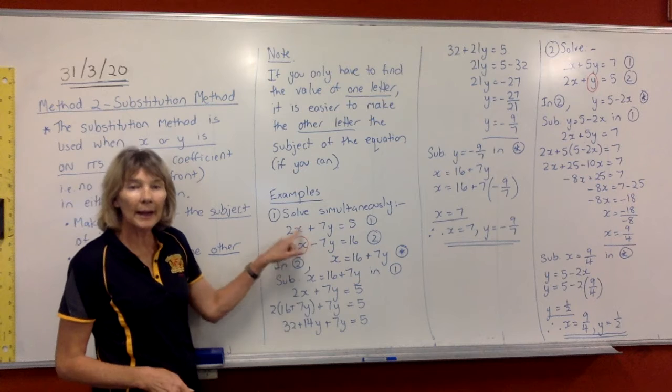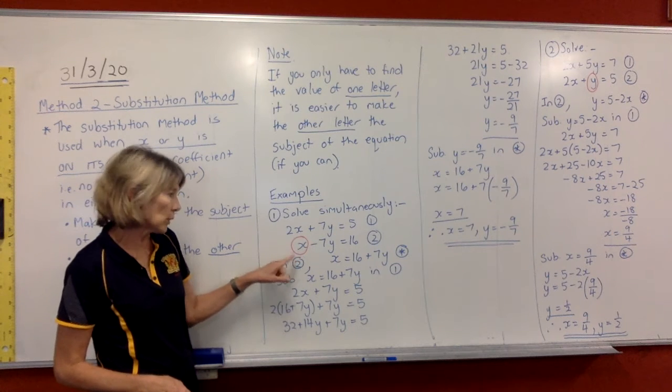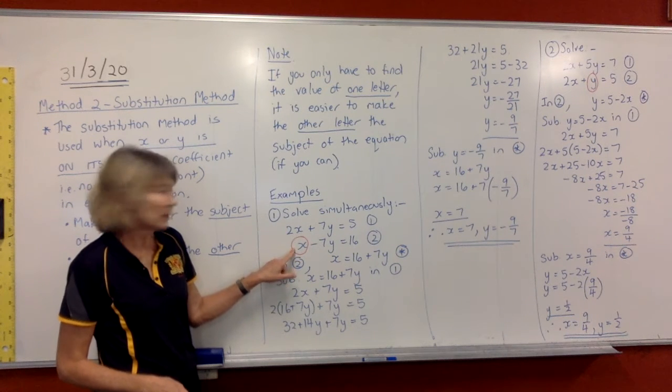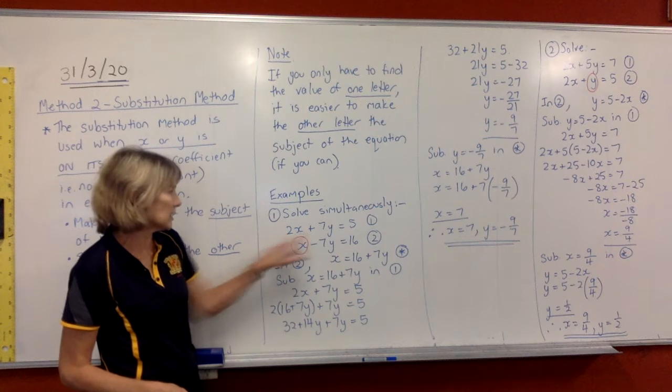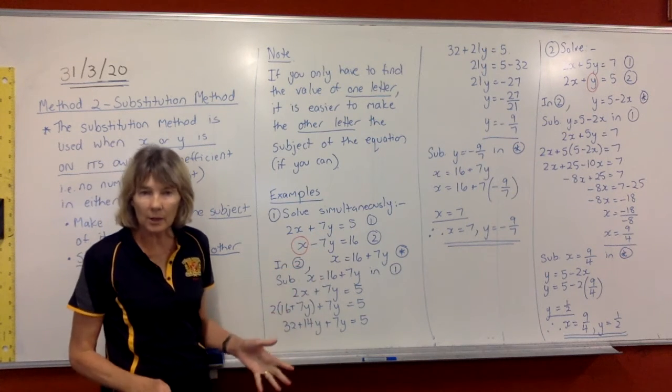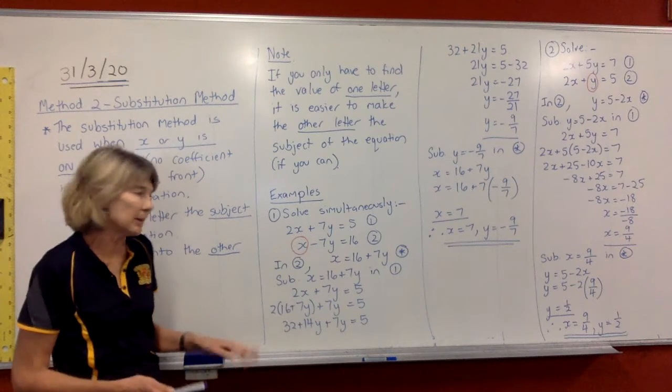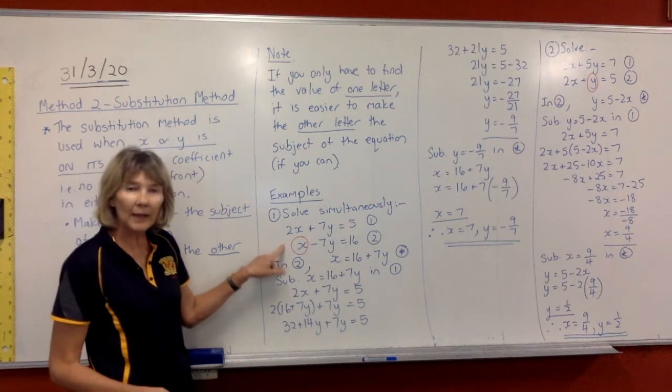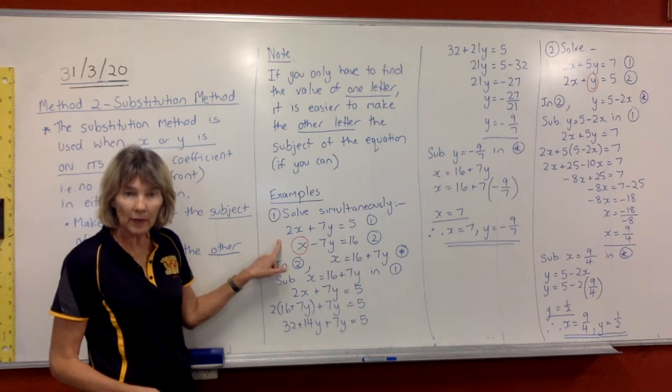Here we've got an x that's on its own. In other words, there's no number in front of it. This has got a 2 in front of it, this has got a 7 in front of it, this has got a 7 in front of it. We're not looking at the signs, just the fact there's no other number there. So we're going to get that x and make that the subject of that equation.